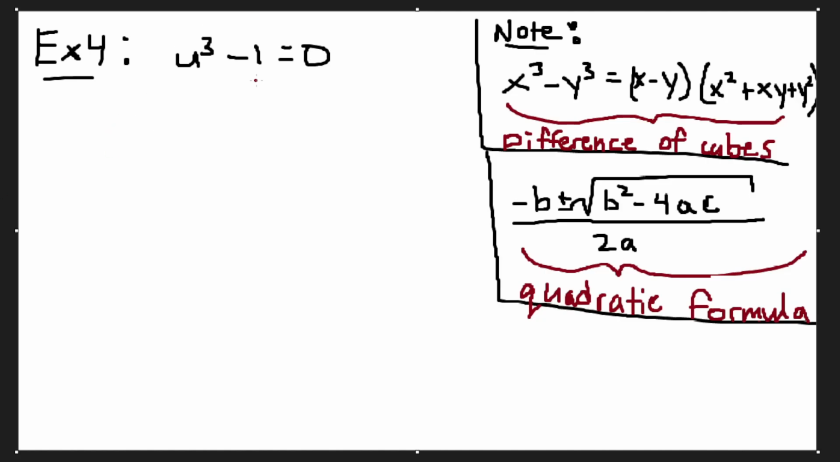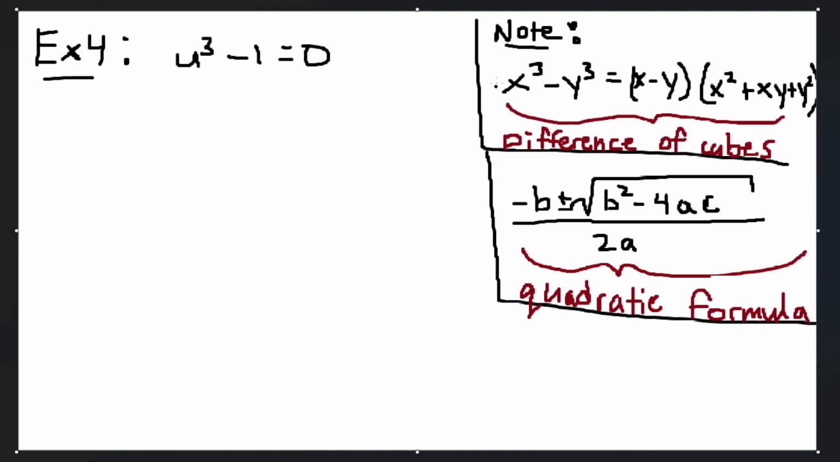Hello everybody, today we'll be doing example 4 of factoring and solving polynomial equations. This time we'll be looking at u cubed minus 1 equals 0. This could be a little bit tricky because we have to use a rule called the difference of cubes, which states that x cubed minus y cubed equals x minus y in parentheses times x squared plus x times y plus y squared in parentheses.